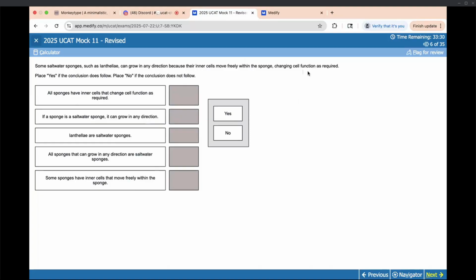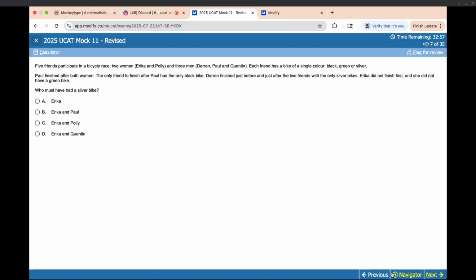Okay. So we only know some are, so we can't say all. Spongy can grow. No. There's some saltwater sponges, so we don't know. Yes, that's true. You can't negate one. That doesn't make sense. You just converse it, so that wouldn't make sense. Okay.